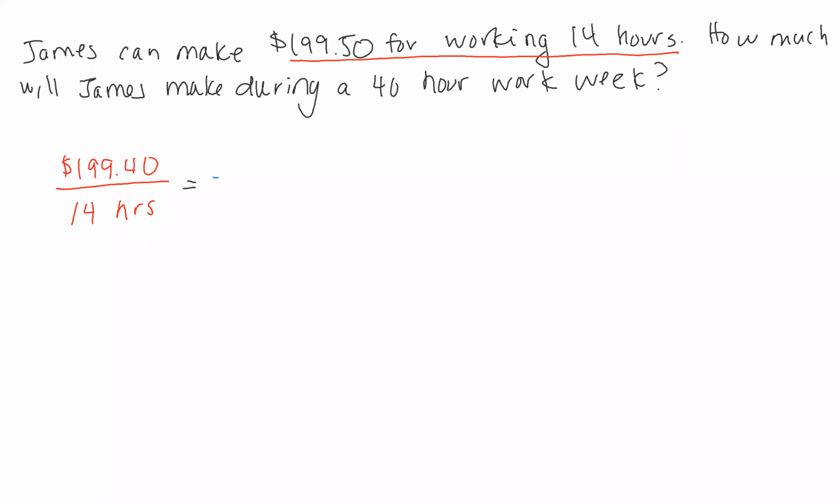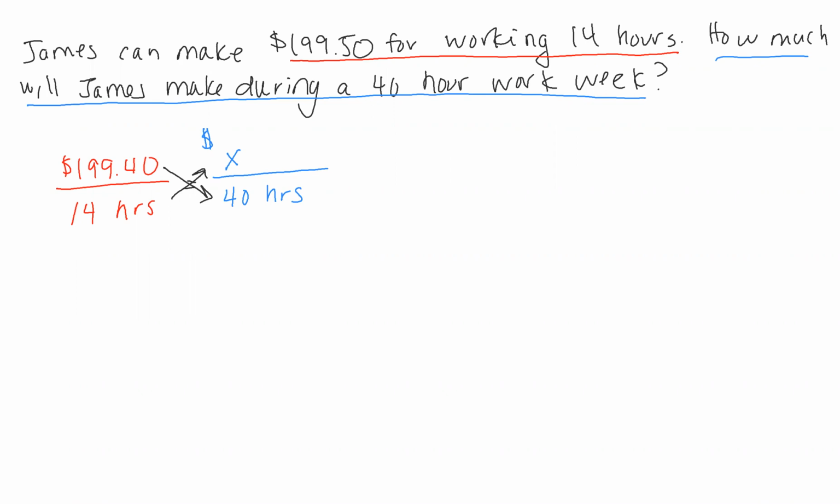Well, we know the number of hours. So we're going to line that up in the denominator like we have it in the first rate. What we don't know is the dollars. So James is going to make X dollars if he works 40 hours. So we took the information from this word problem. We set up our two rates. We have them set up so that units line up horizontally. Now we can cross multiply. So I'm going to get 14x equals 199.50. I just saw a tiny mistake here. Not supposed to be a 5.